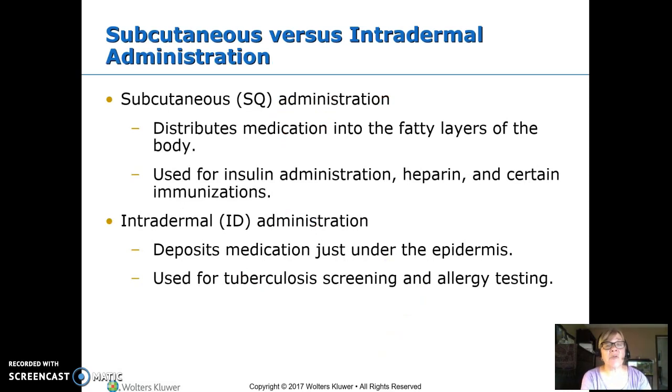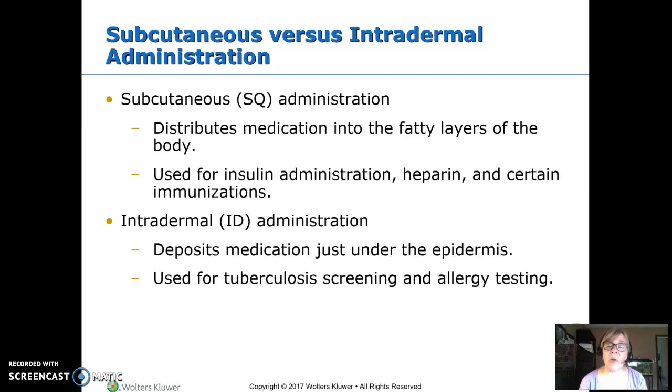Sub-Q and intradermal. We have some medications that go sub-Q, like our insulin and heparin, and some of our immunizations. This is into the fat layer. Babies have plenty of fat. Young kids have very little fat usually. So you think about, do you have to pinch the fat up? You're not trying to pinch the muscle, just the fat.